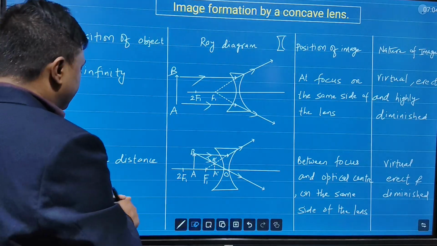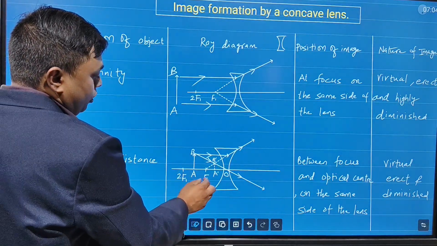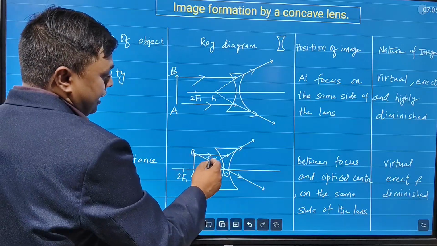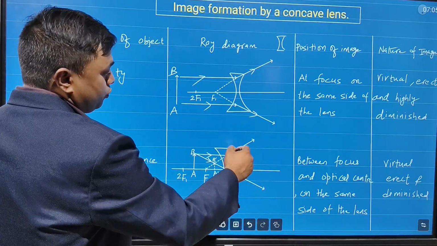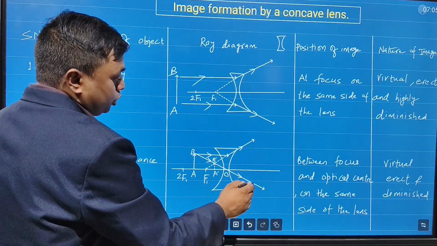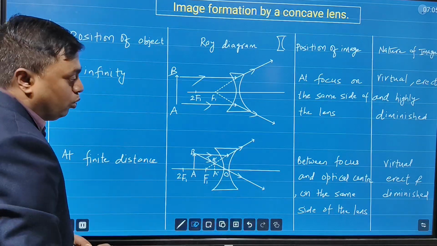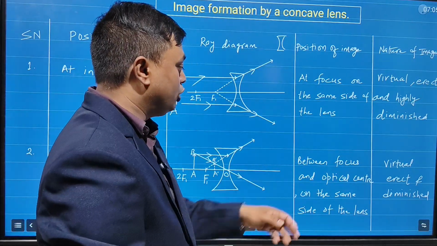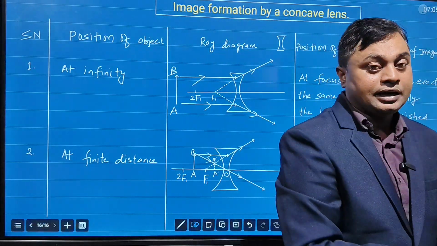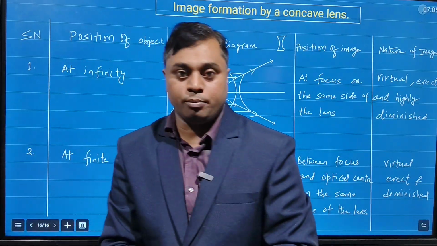Next, keep the object anywhere, at a finite distance. I have taken the object between f1 and 2f1. This side is f1, this side is 2f1. For the object AB, a light ray parallel to the principal axis will appear to pass through the focus, so you produce it like this. Secondly, a ray passing through the optical center goes undeviated, so you produce this light ray backward. These rays appear to meet somewhere between f1 and O. So the image is formed between the focus and the optical center on the same side of the lens. The image is virtual, erect, and diminished. I hope you understood these concepts of image formation.